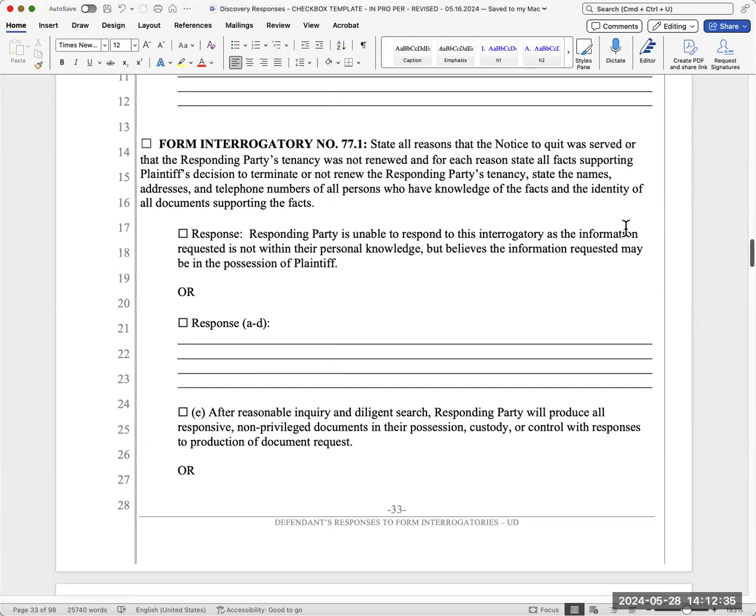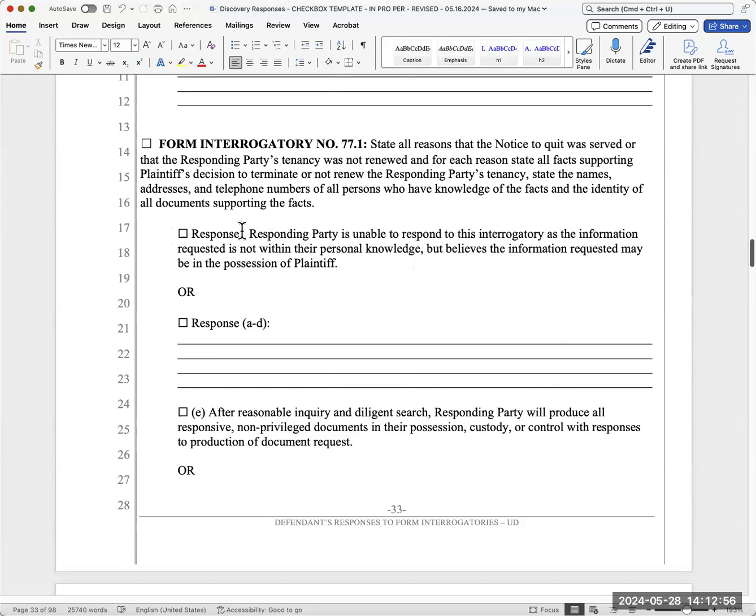77.1: State all the reasons the notice to quit was served or that the responding party's tenancy was not renewed. And for each reason, state all facts supporting plaintiff's decision to terminate or not renew the party's tenancy, etc. This is a question for the landlord to answer. However, if it's checked, you can put, if you have no knowledge, I can't get inside the plaintiff's head.